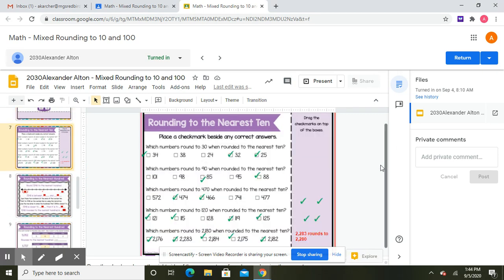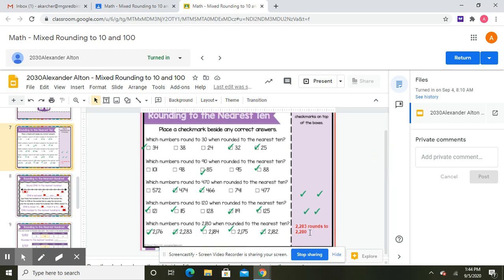On slide 7, you did a great job. The only one is down here at the bottom. 2,283 would actually round to 2,280. Okay, so you have it checked here that it would round to 2,180.